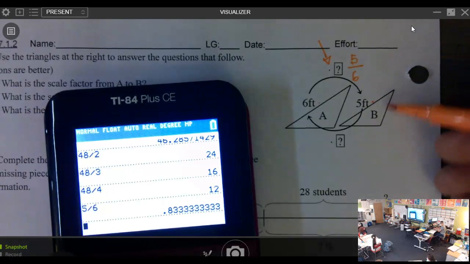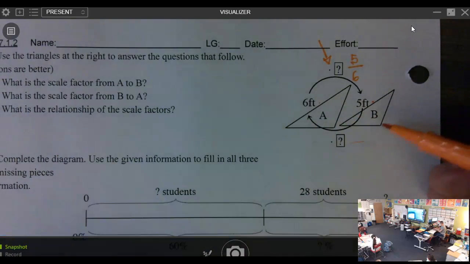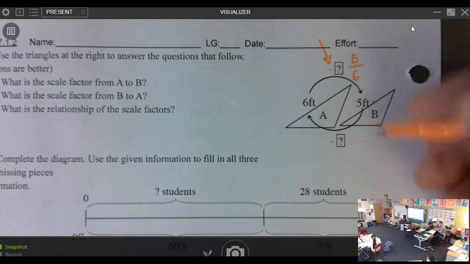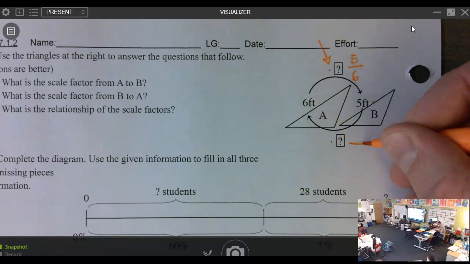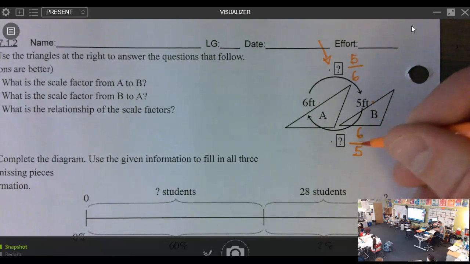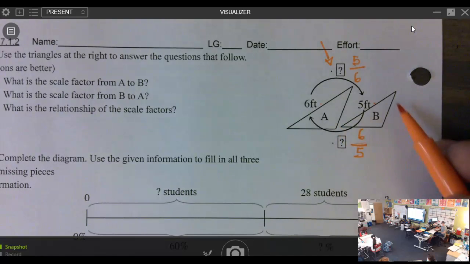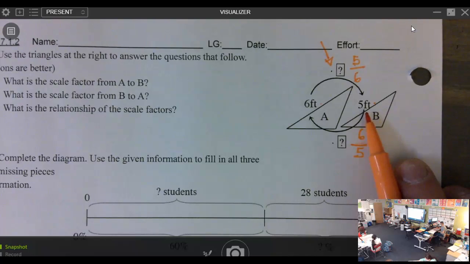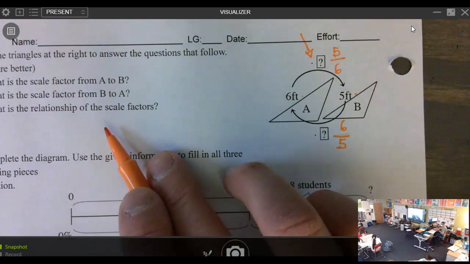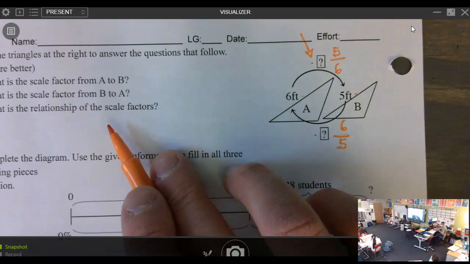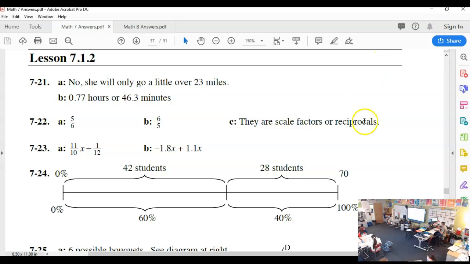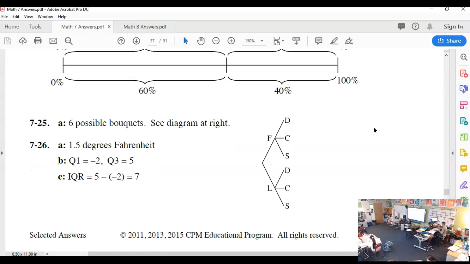If we go the other way from B to A, like part B is asking us, that would be the reciprocal, and that would be 6/5. Because from B to A would actually be getting bigger, and that is a 6 compared to a 5. So what relationship do they have? They're reciprocals. That's all you would need to write there. They are reciprocals. Absolutely. Let's check the rest of these.